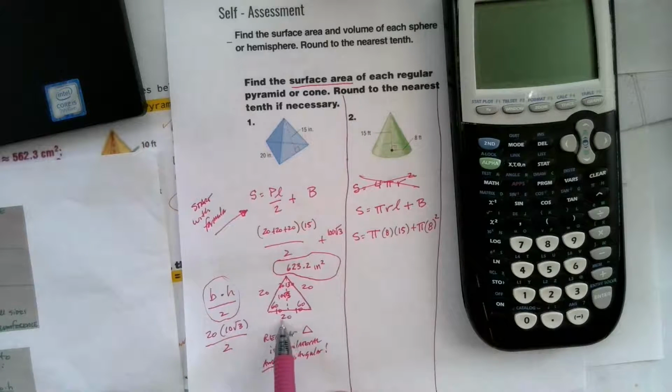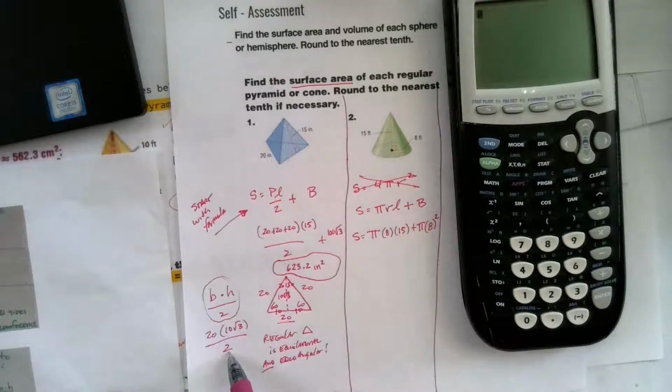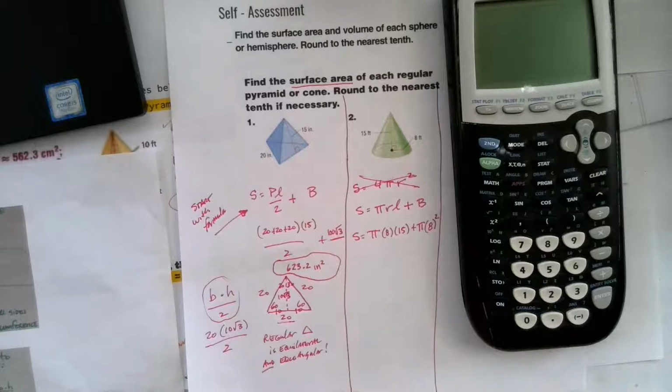So the base would be one side. The height, I got 10 root 3 because the altitude cuts that side in half, and that's the long leg if I look across from the 60 degree angle. So to get from short leg to long leg, I multiply by root 3. And that's where 20 divided by 2 is 10, and 10 times 10 root 3 is 100 root 3. So 100 root 3 is the area of the base.